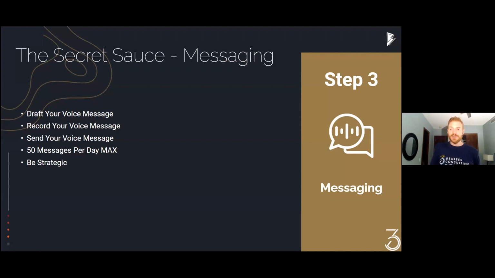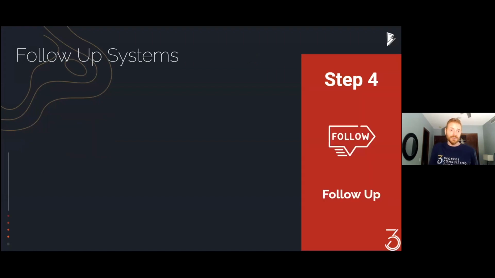Then it becomes very time-consuming. So make sure you understand that, hey, this is a great process, but it might be one that's not best suited for you to do, but for you to understand and to plug in someone else to take care of for you. So the last is going to be follow-up systems.